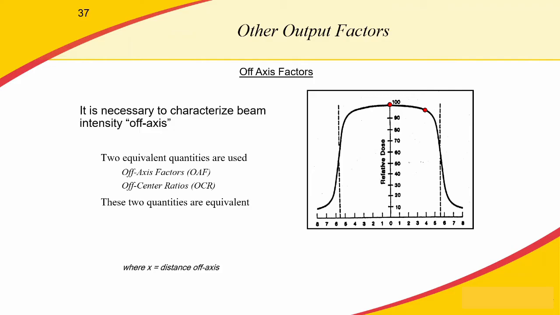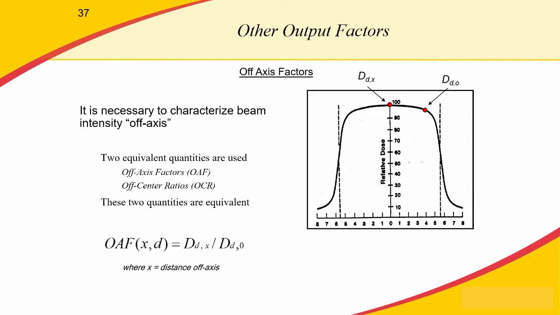Another output factor is the off-axis factor. So currently, everything we've talked about is measuring dose along the central axis of the beam. But what if we're interested in knowing the dose off the central beam axis a few centimeters, as indicated here by the red dots? So two equivalent quantities are used that you might see in the beam information that's used in your clinic for calculating dose output. The off-axis factor or off-center ratios, these are just two different names for really the same thing.